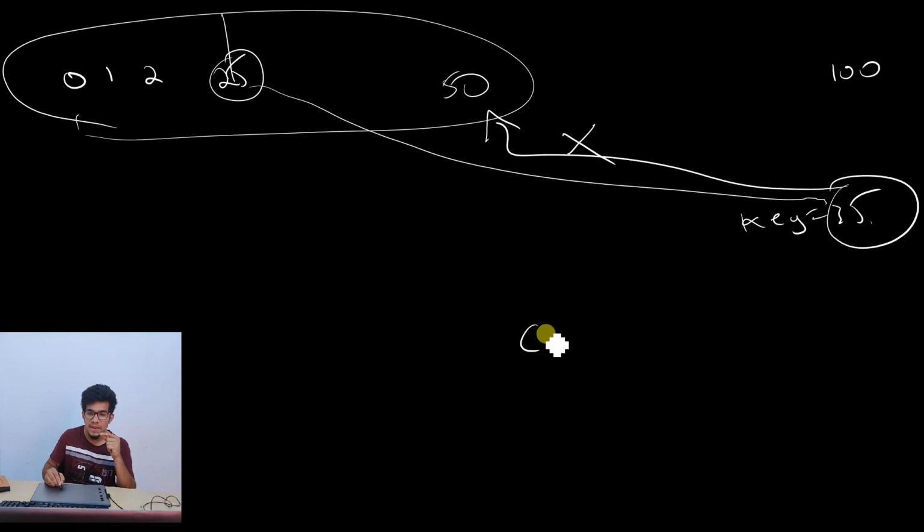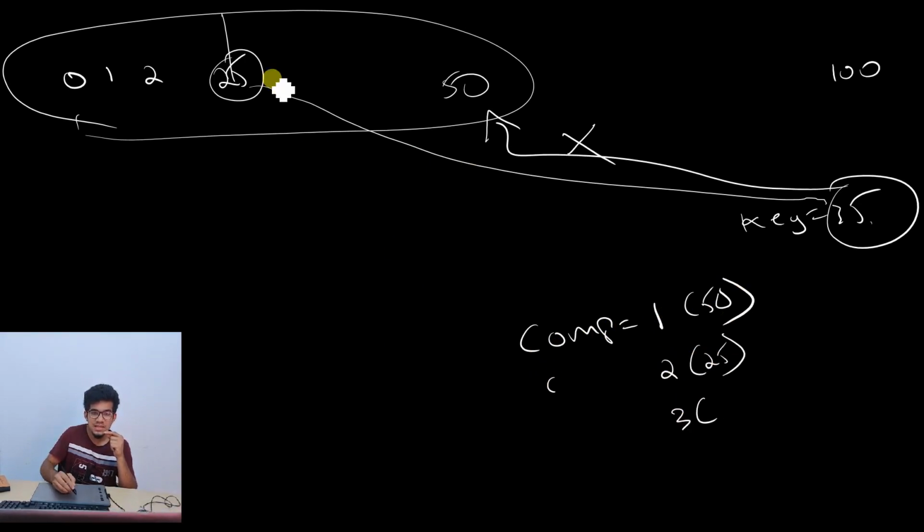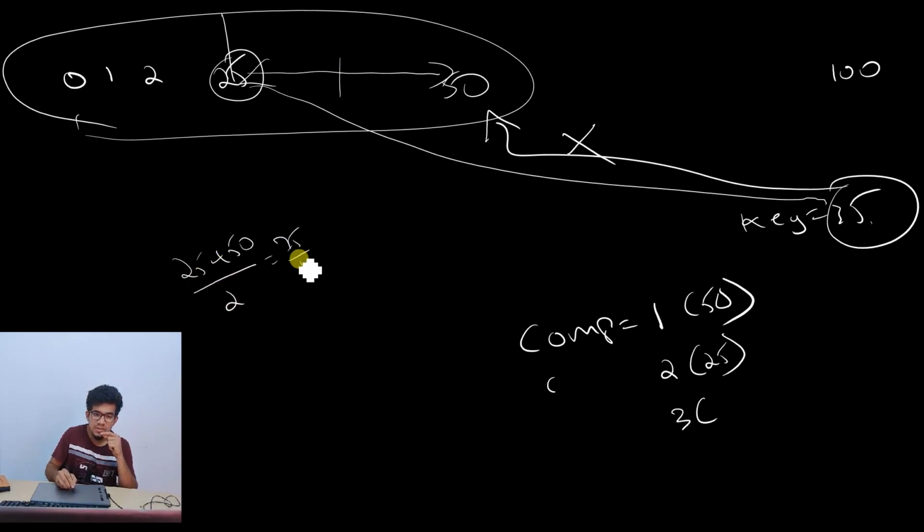So let me do the comparison here. The first comparison was what? 50, right? The second comparison was 25. The third comparison between 25 and 50, I want a middle point now. So how do I find the middle point? 25 plus 50 by 2, that is 75 by 2. 75 by 2 will be 37, okay, 37.